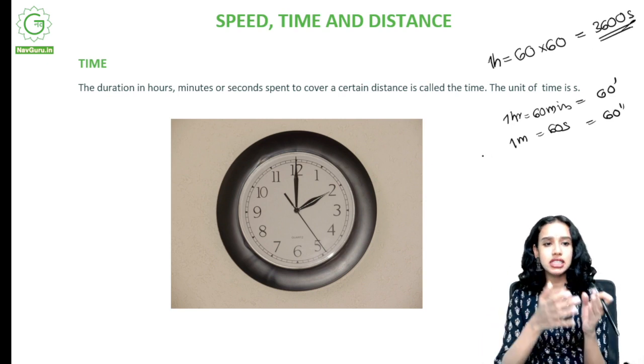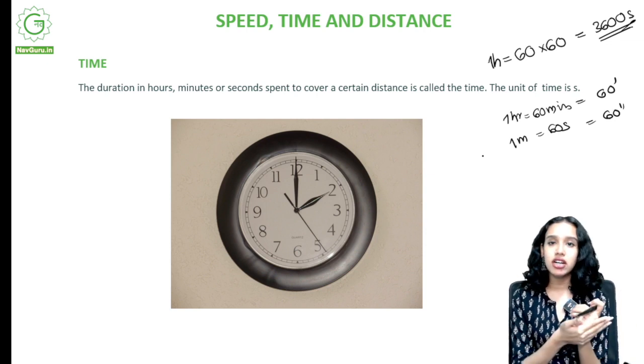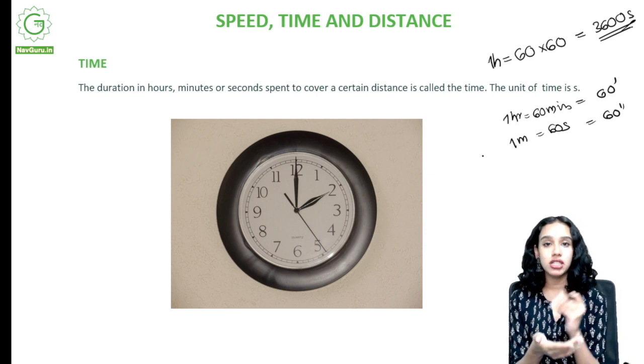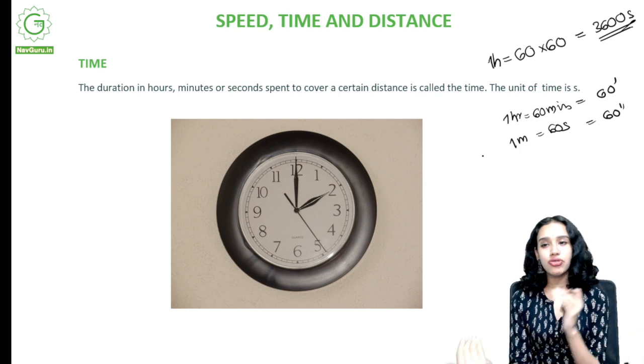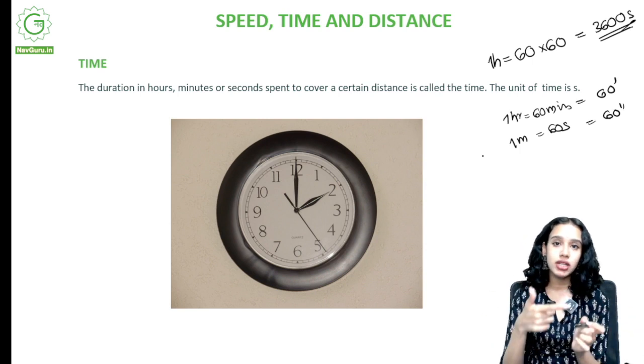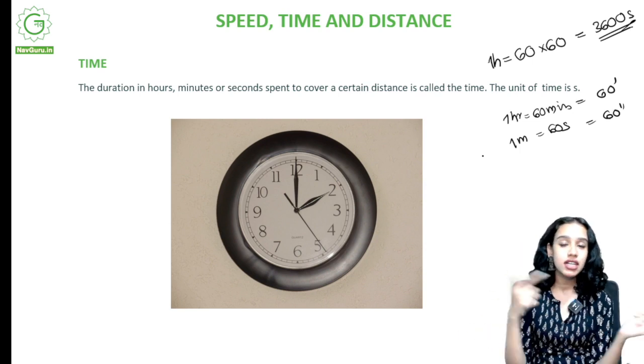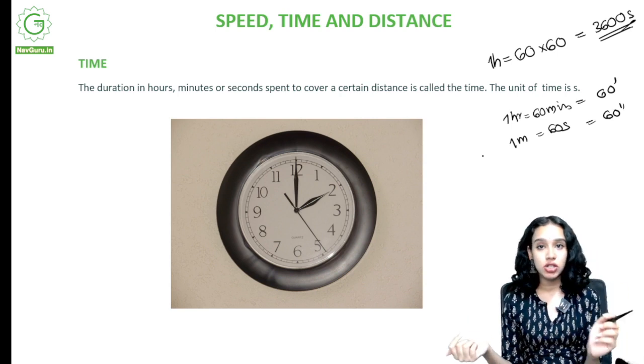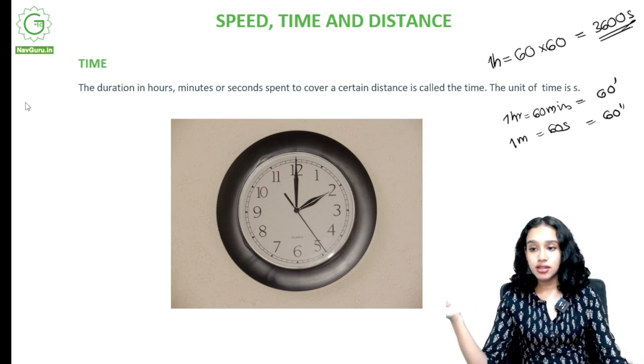So we could use this standard thing, which is 1 hour equal to 60 minutes, 1 minute equal to 60 seconds, to do various conversions from hour to minute, minute to second, second to hour. Anything we have, we just substitute here and we get the answer.